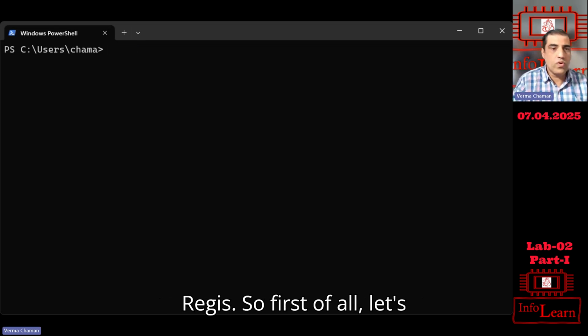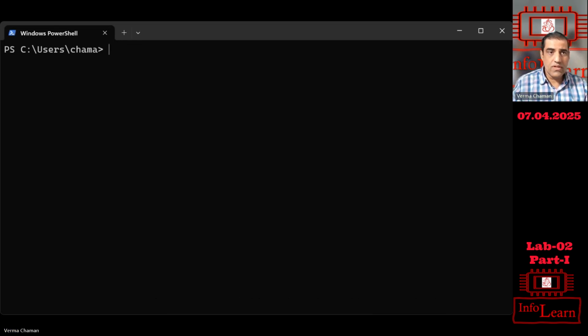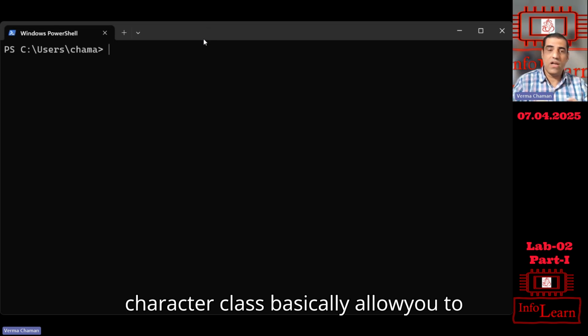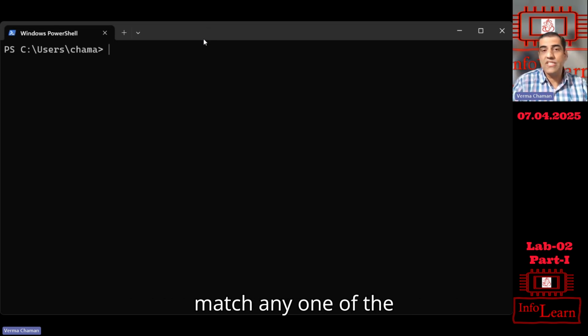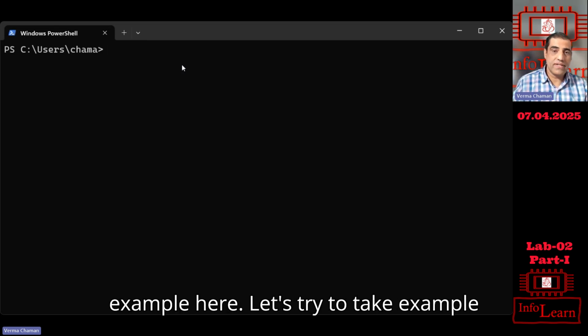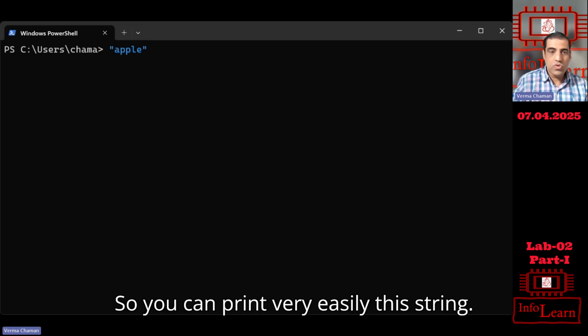First of all, let's try to understand with an example. The first regex is the character class. A character class allows you to match any one of the characters in the string, so it can be one or it can be n. Let's take an example: apple. You can print this string very easily.